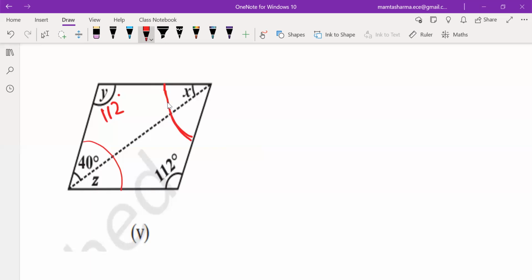Ma'am, X plus the angle beside it plus Y is 180, no, ma'am? See this. These are the two adjacent angles. So 40 plus Z plus 112 will be 180 degrees. Now calculate the Z.